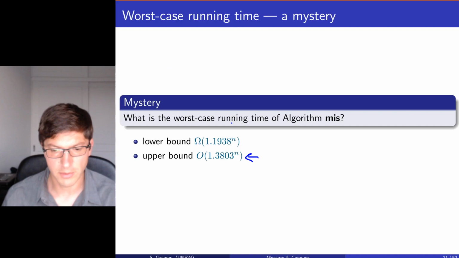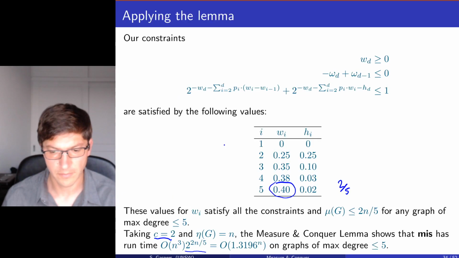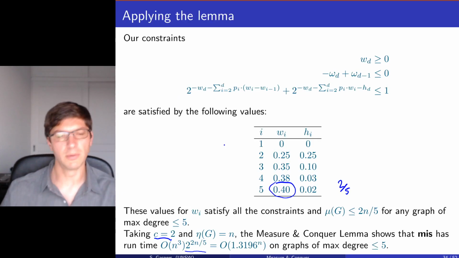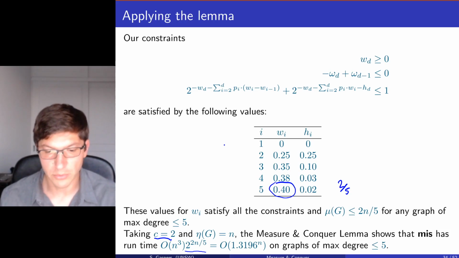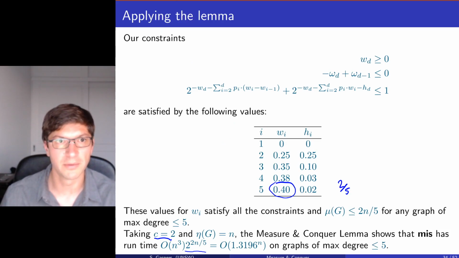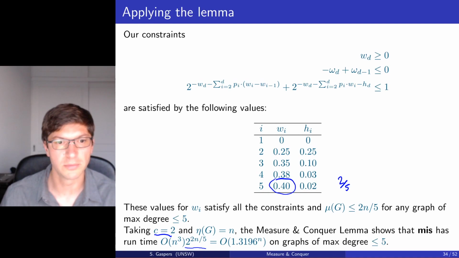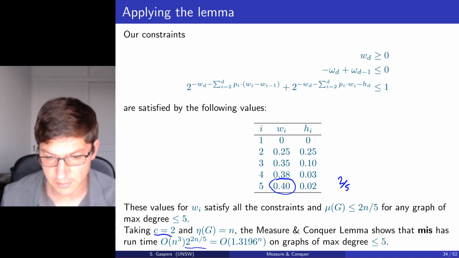Previously we had 3803 as an upper bound, and now we have 1.3196 to the power n as an upper bound. So we have improved the running time now, or we have improved the upper bound on the running time that we were able to prove. Okay. How far can we go like this?